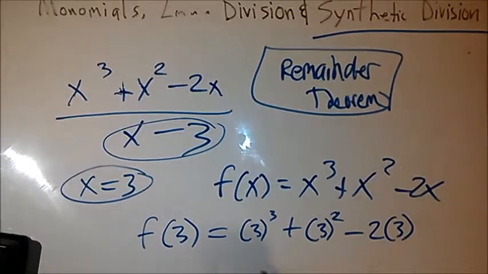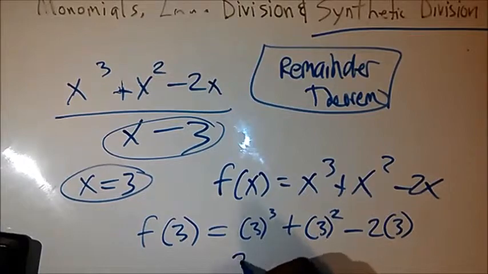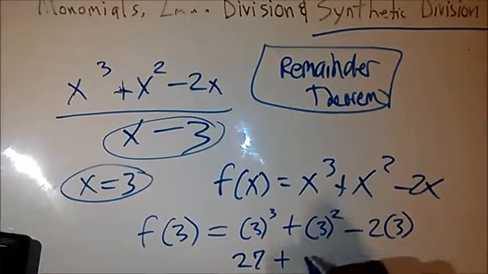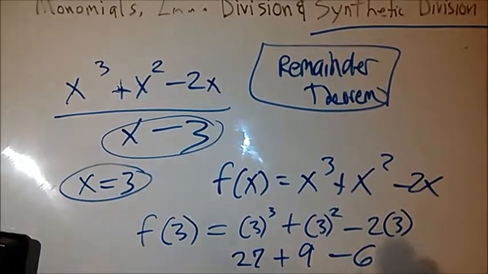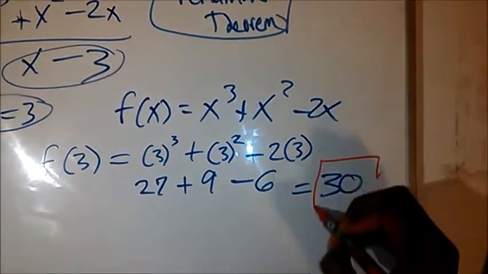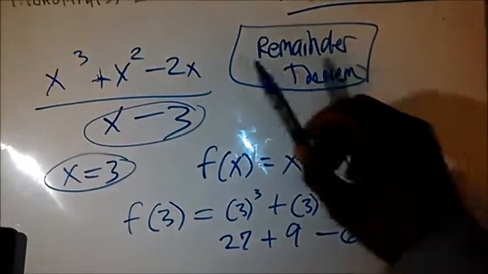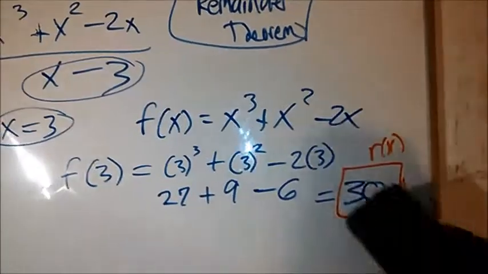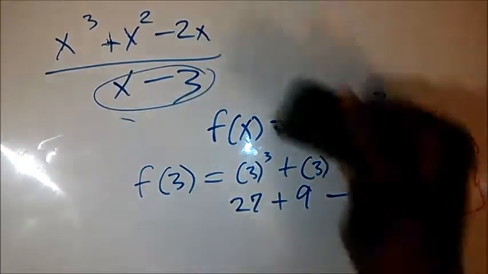Okay, and solve for this function. 3 cubed is going to be 27, plus 3 cubed is 9, minus 2 times 6 is 6. And so our answer is going to be 30. This answer here that we got, this 30, is going to be our remainder. How do we know it's true? Well, let's prove that this is 30. I'm going to prove to you that this remainder theorem works.